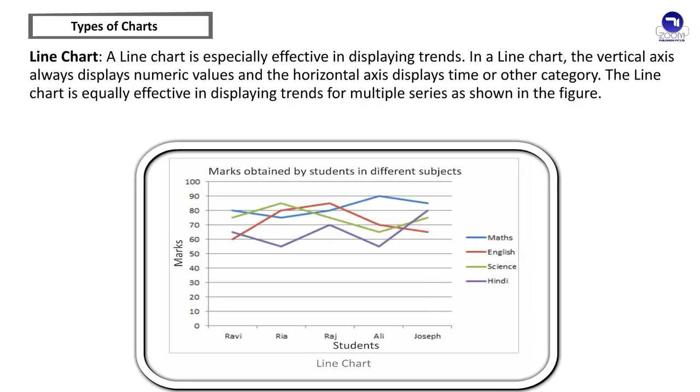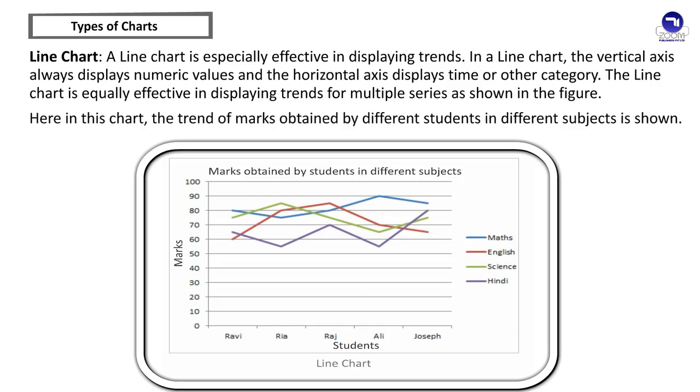Line chart. A line chart is especially effective in displaying trends. In a line chart, the vertical axis always displays numeric values and the horizontal axis displays time or another category. The line chart is equally effective in displaying trends for multiple series as shown in the figure. Here in this chart, the trend of marks obtained by different students in different subjects is shown.